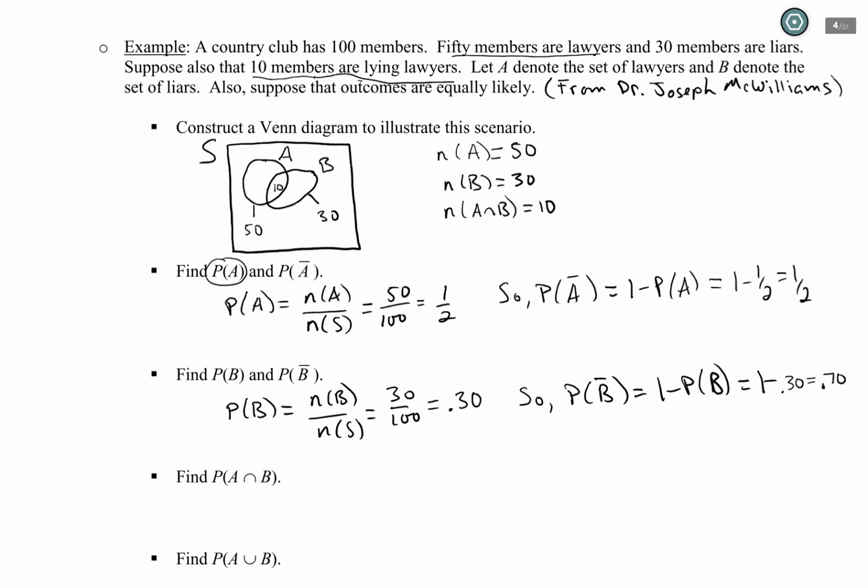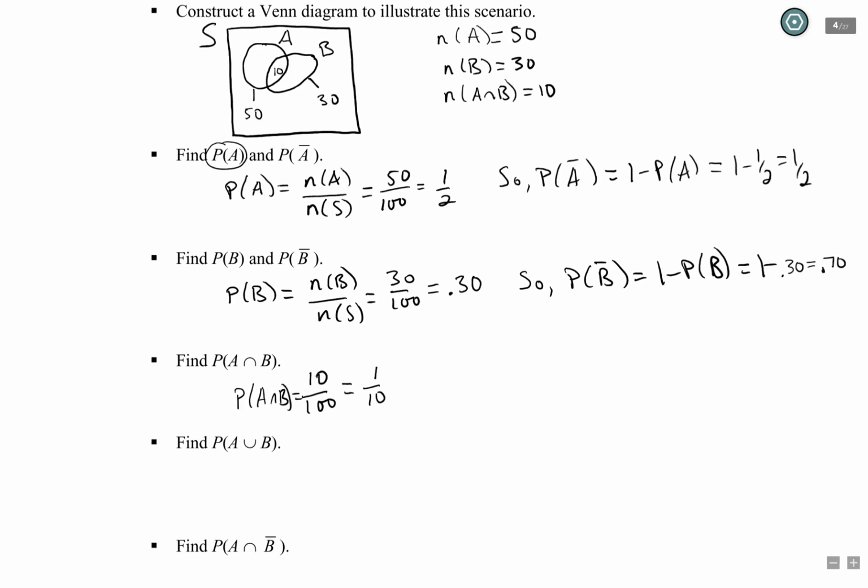Probability of A intersect B. Well, we know how many are in A intersect B. There's 10 of them, and there's 100 in our sample space. So the probability of A intersect B is 10 out of 100 or 1/10. I think I did my math there right.